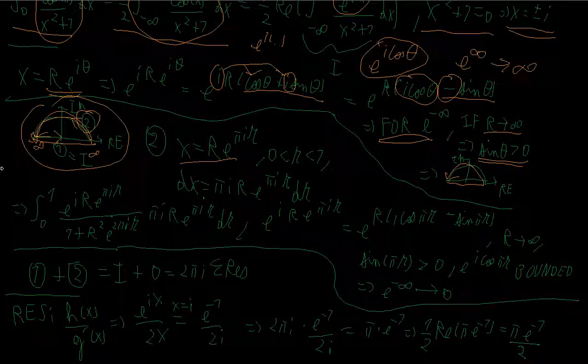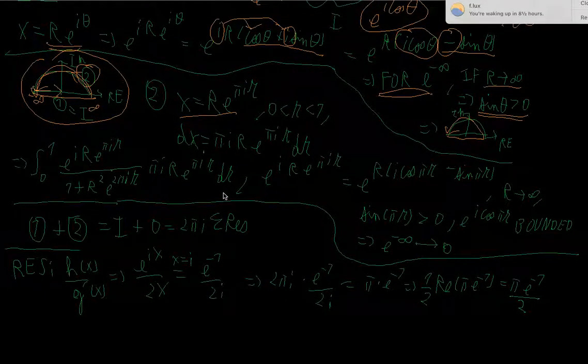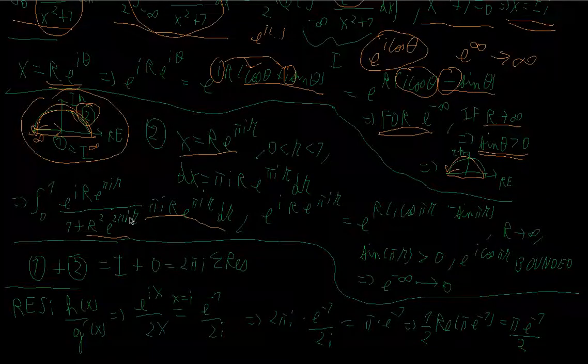So we'll have the integral from 0 to 1 of e to the i r e to the pi i t, okay? This is the original e to the ix, but now x is r e to the pi i t, over 1 plus r squared e to the 2 pi i t, times pi i r e to the pi i t dt, okay? This is my dx, and this is my x squared. Now I will focus on this e to the i r e to the pi i t. So I will use again Euler's formula and put the i inside. So we have i cosine pi t minus sine pi t.